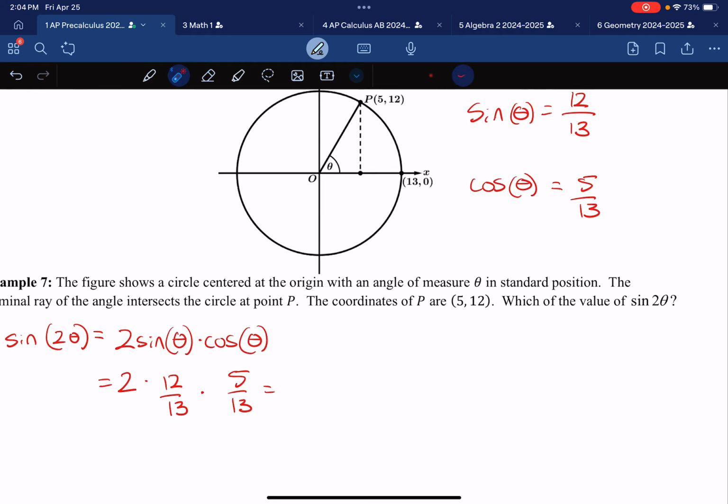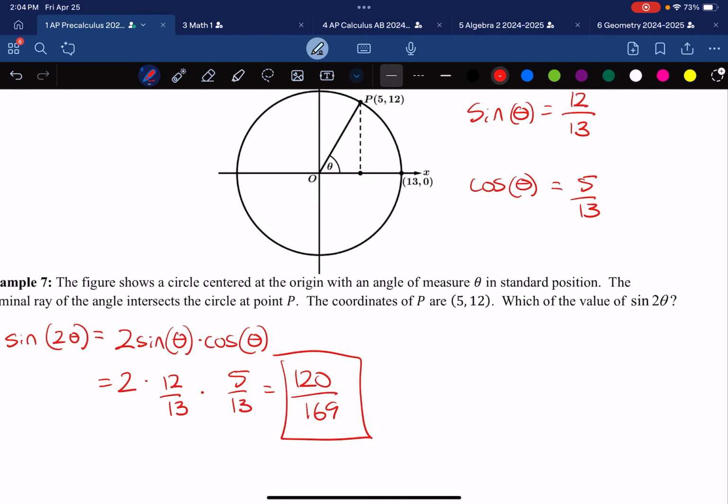What do we get? 2 times 5 is 10. 10 times 12 means it's 120. And then on the bottom, 13 times 13 is 169. And 13 is a prime number, which means the factors of 169 are only 13 and 13. And since there are no 13s in the numerator, I cannot reduce this fraction. These two numbers are co-prime, and we have our final answer.